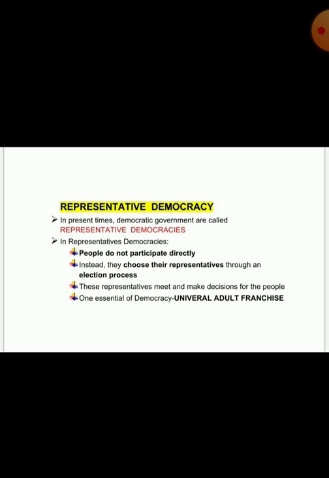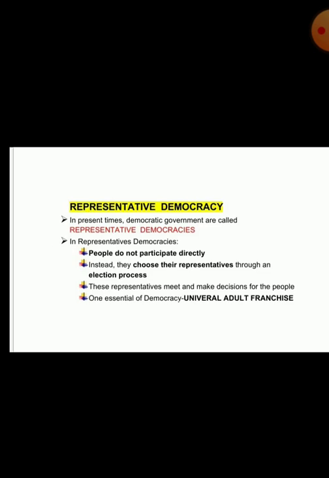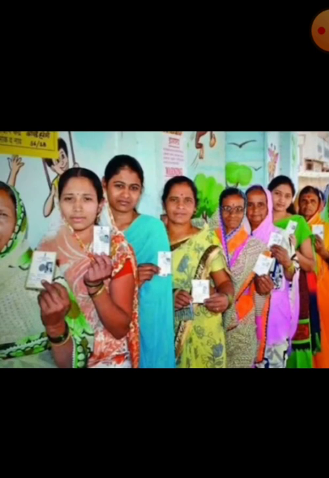Next is representative democracy. In present times, democratic governments are called representative democracies. In representative democracies, people do not participate directly. Instead, they choose their representatives through an election process. These representatives meet and make decisions for the people.